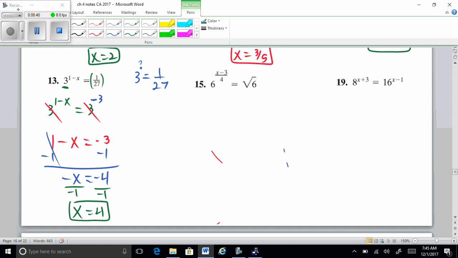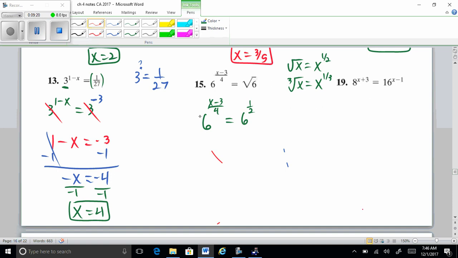Okay, so let's see. On this next one, this one's kind of tricky. And so something you need to remember is if you have the square root of some number, that's the same thing as raising it to the power of 1/2. And if you have the cube root of something, that's the same thing as raising it to 1/3. And those are going to be things that you do need to know. They'll kind of come around every once in a while in this chapter. So that's what we're going to do on 15. The left side's going to stay 6 raised to x minus 3 all over 4. The right side, we're going to change it to 6 to the 1/2 power because it's the same thing.